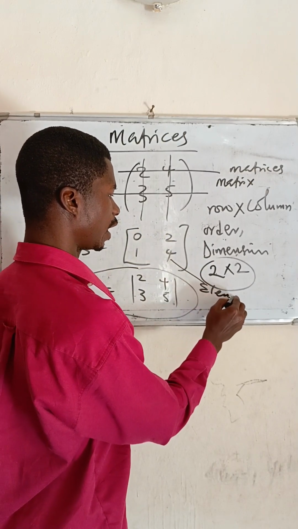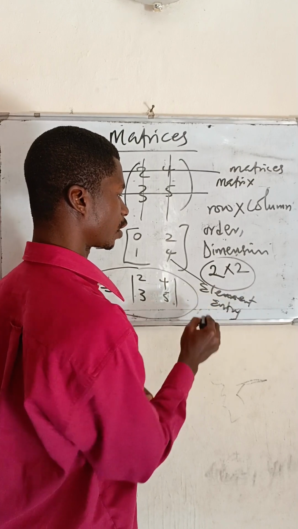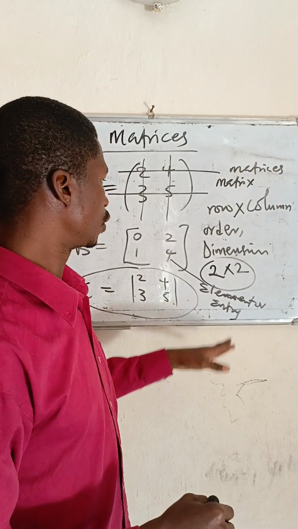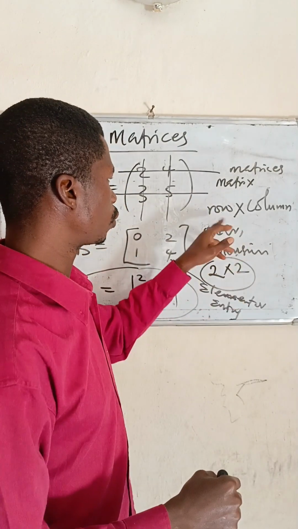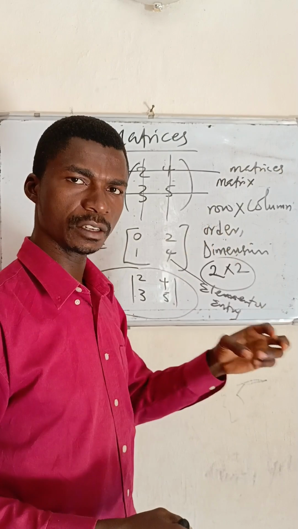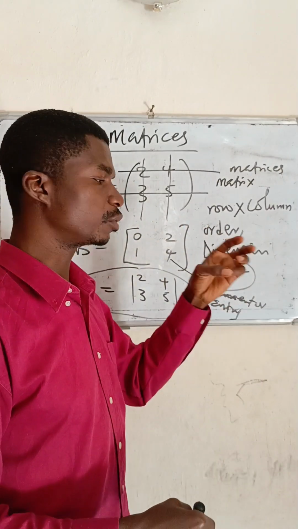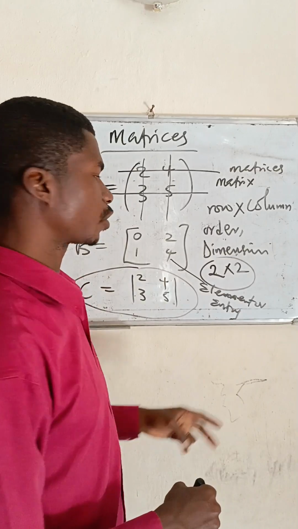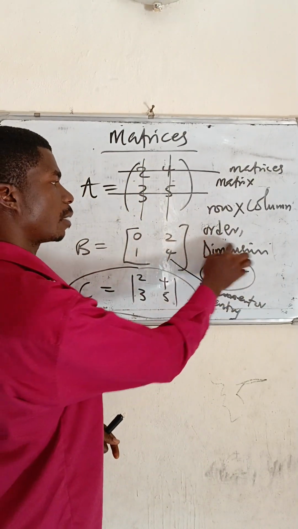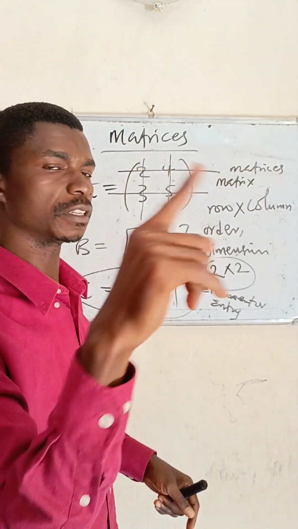Each of these entries can be called an element of that matrix. Another name for the element is an entry. One important thing to understand about the order: if you don't understand it, you will find it difficult to add, subtract, and multiply. So you have to understand the order before you go into addition, subtraction, and multiplication. That is why they always tell you about the order. The first thing you have to do is understand the order of matrices.